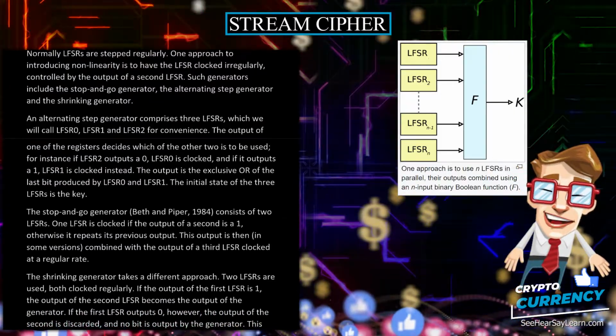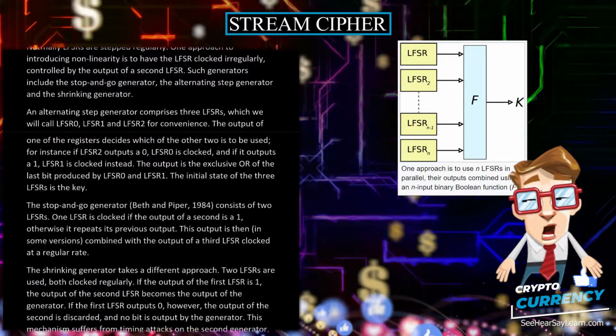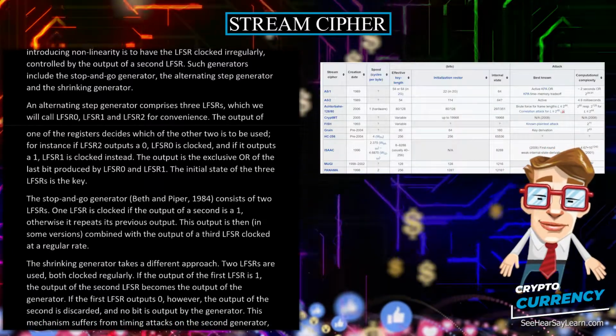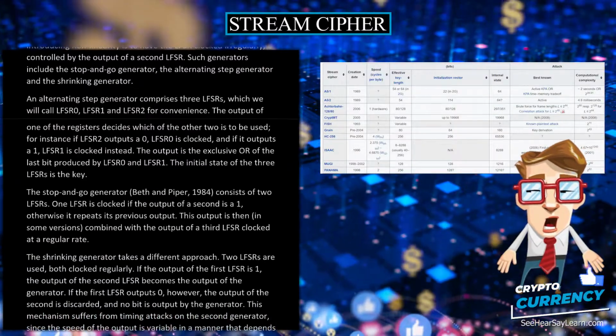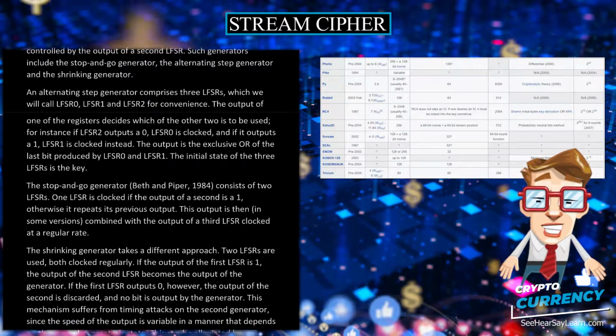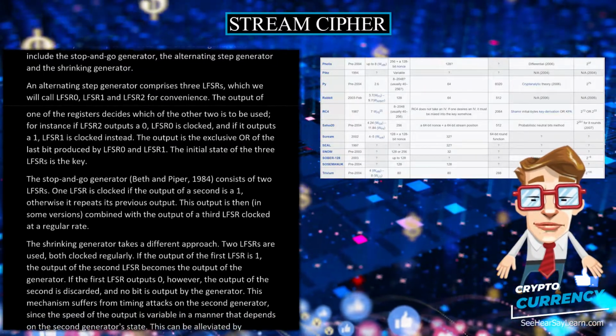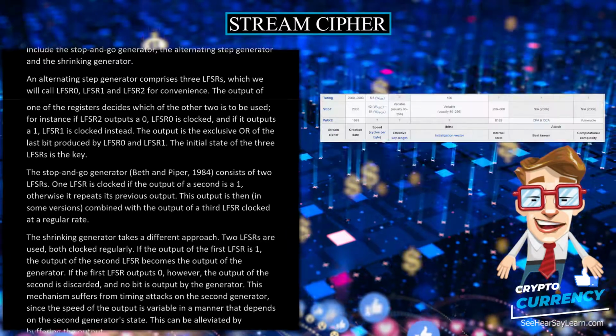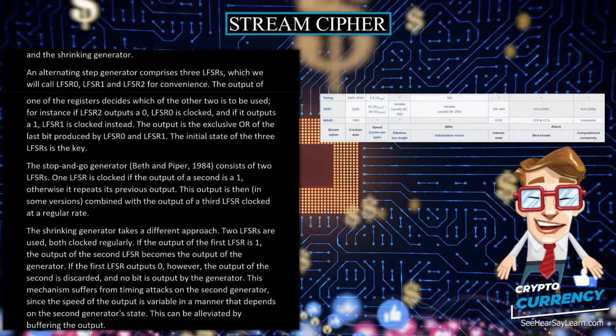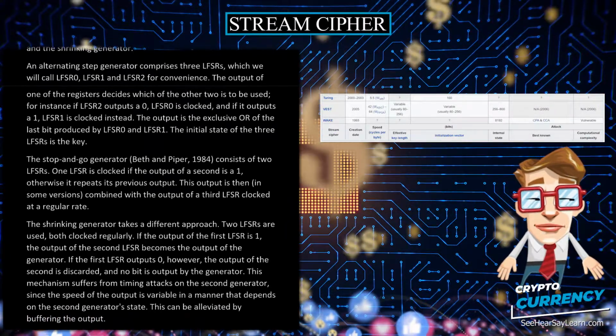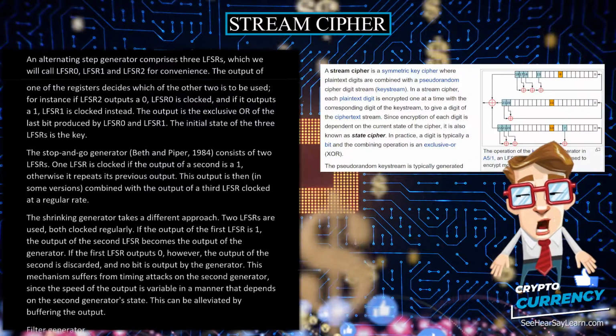The stop-and-go generator, Beth and Piper, 1984, consists of two LFSRs. One LFSR is clocked if the output of a second is a 1, otherwise it repeats its previous output. This output is then, in some versions, combined with the output of a third LFSR clocked at a regular rate.